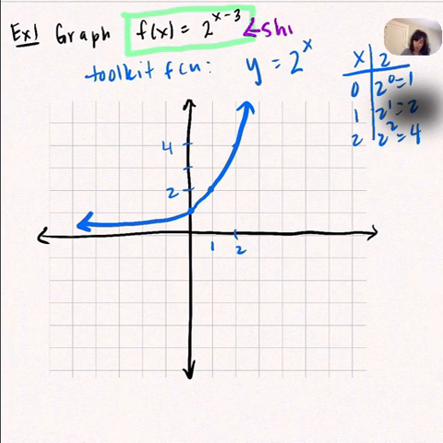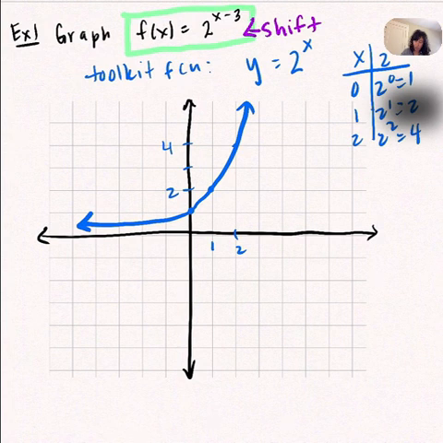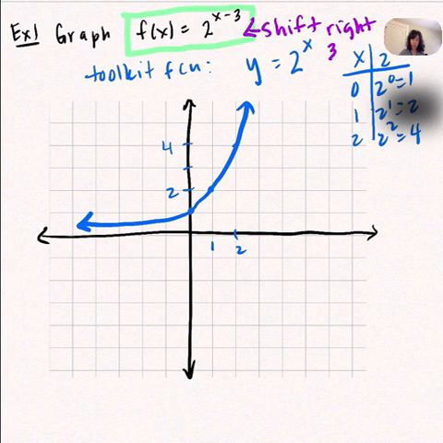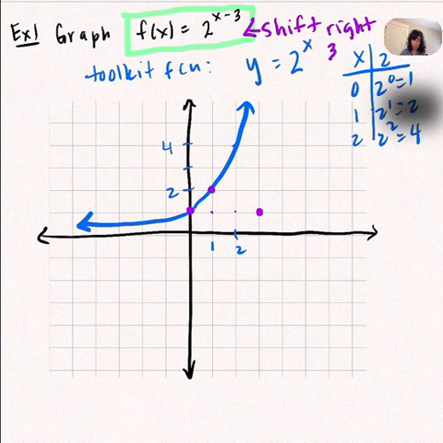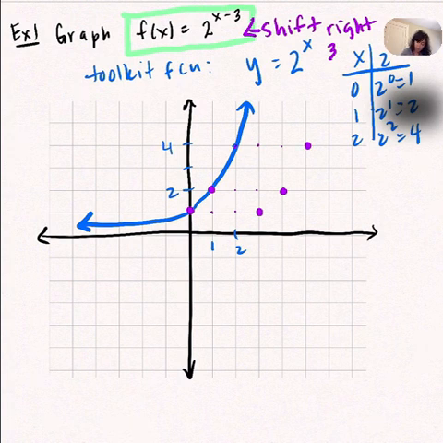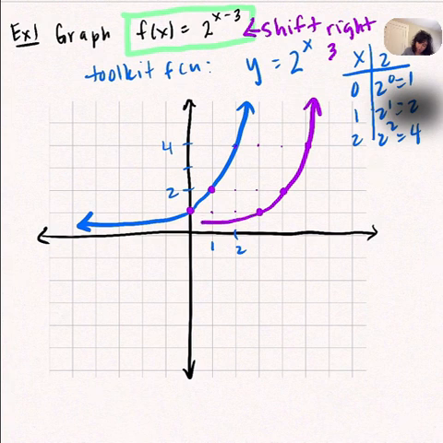So shift right 3. So I'm going to take the blue graph and I'm going to take every single point on here and I'm going to move it to the right 3. So I go 1, 2, 3. I take this next point and I go 1, 2, 3. I take this other point and I go 1, 2, 3. And if I do that with every single point, I get a new graph that's the blue one, but shifted to the right 3.